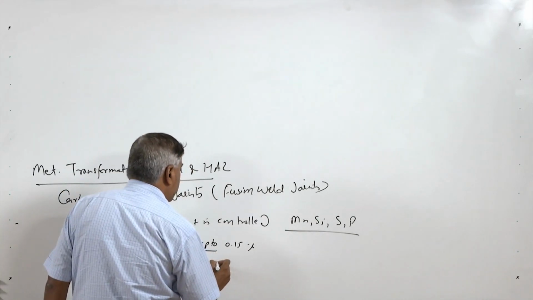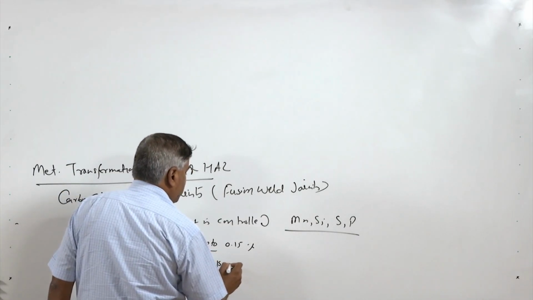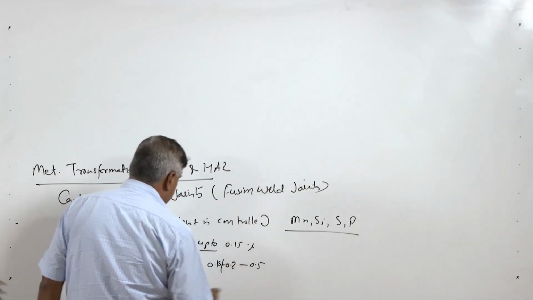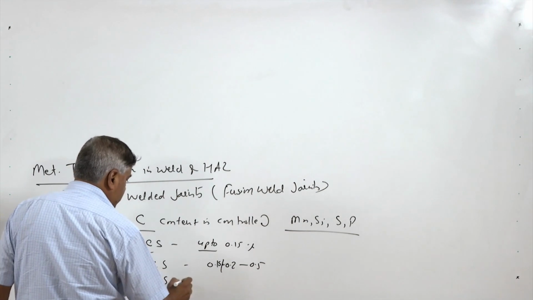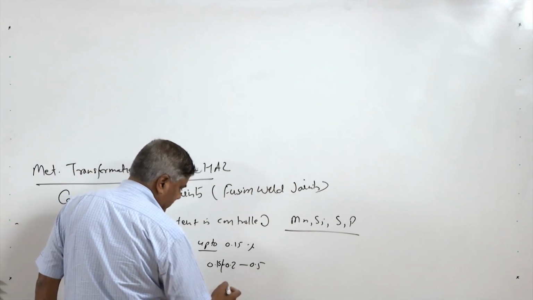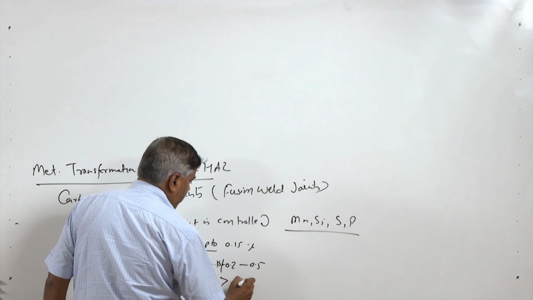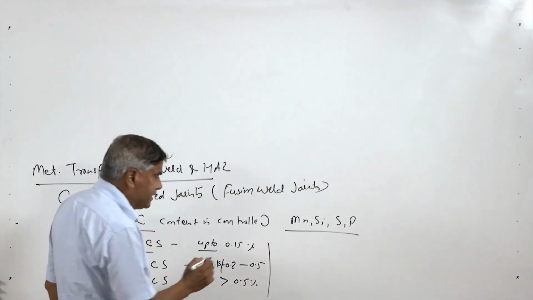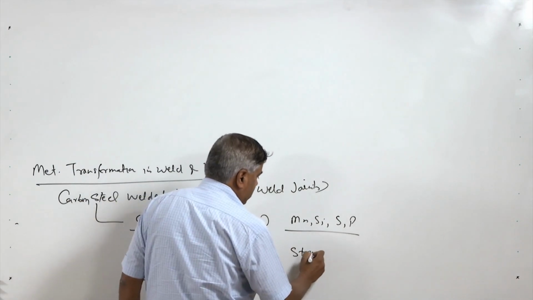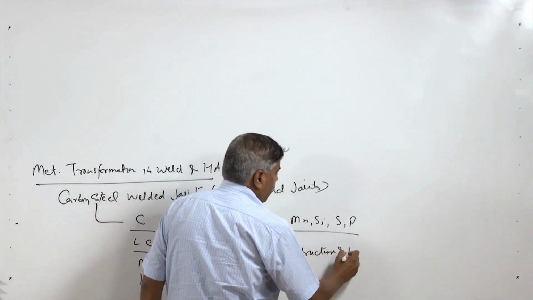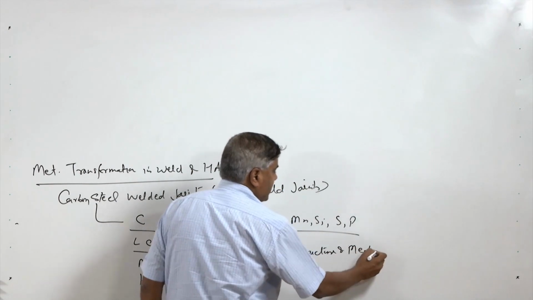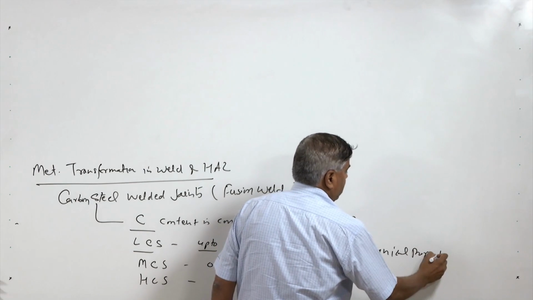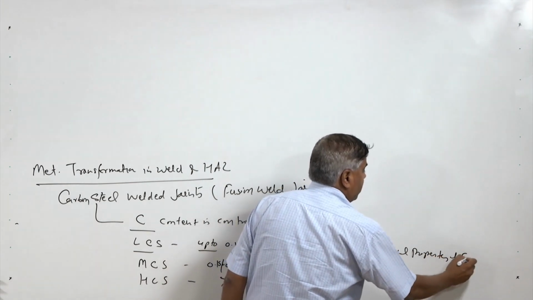also medium carbon steels like say 0.2 to 0.5, and high carbon steels like greater than 0.5 percent. So, it is the carbon content that significantly determines the structure and mechanical properties of carbon steels.